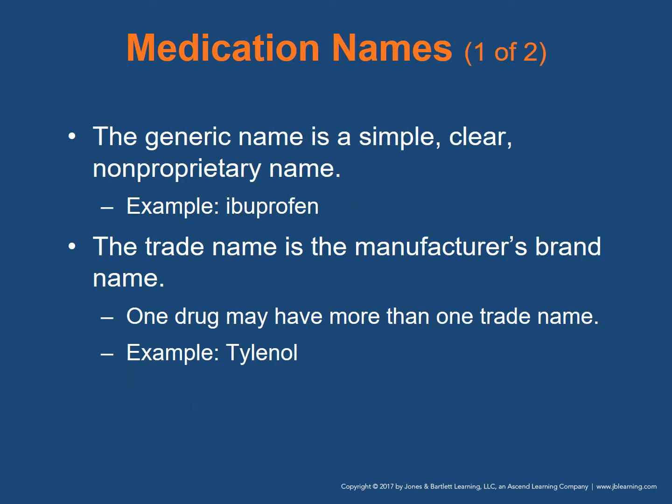Understand you should probably start becoming familiar with the generic and the trade name of the medications. So the generic name is the simple, clear, non-proprietary name. So you probably think of ibuprofen, aspirin, that type of stuff. Meanwhile, the trade name is that manufacturer's name. It's what it's sold as in the commercials. This is Tylenol, Aleve, Advil.